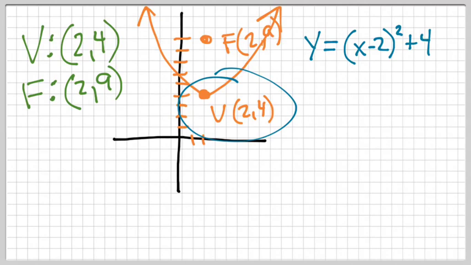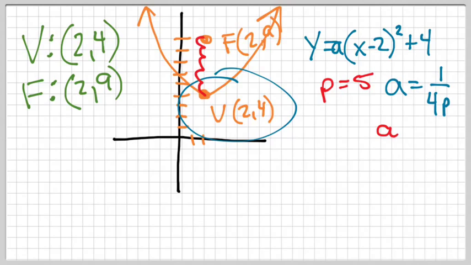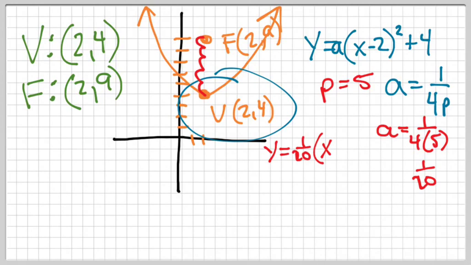Now we have to determine what a is, but of course we know a really equals 1 over 4p. And p, of course, is the distance from the vertex to the focus. So I'm going to go up 1, 2, 3, 4, 5. So p equals 5, positive 5. So a is equal to 1 over 4 times 5, which is 1/20th. So it's going to be y equals 1/20th (x minus 2) squared plus 4.